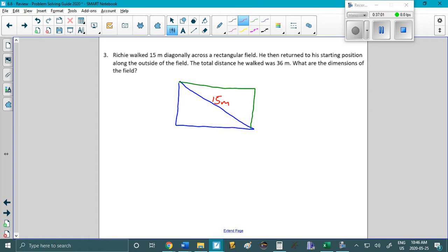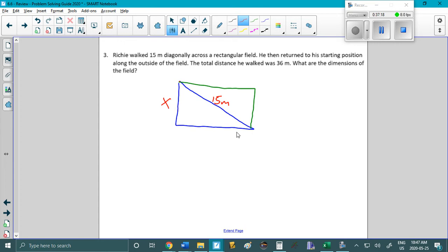Then he returned to his starting position by going around the outside. So basically he followed this triangle. The total distance he walked was 36 meters. Okay, so let's say that this is x. We always need an x, right? We always need a variable.